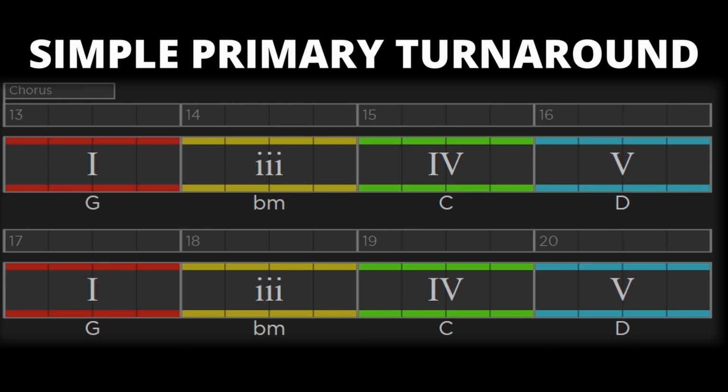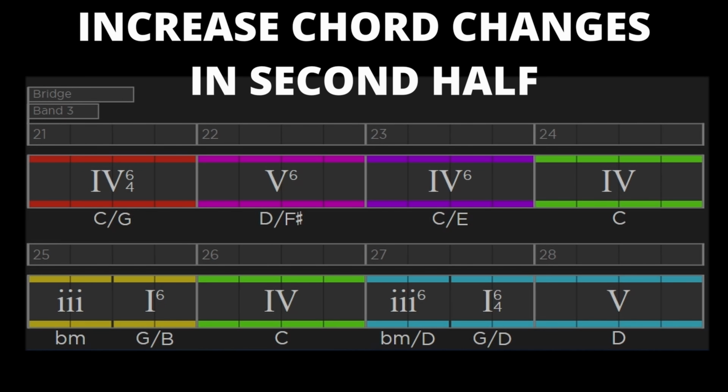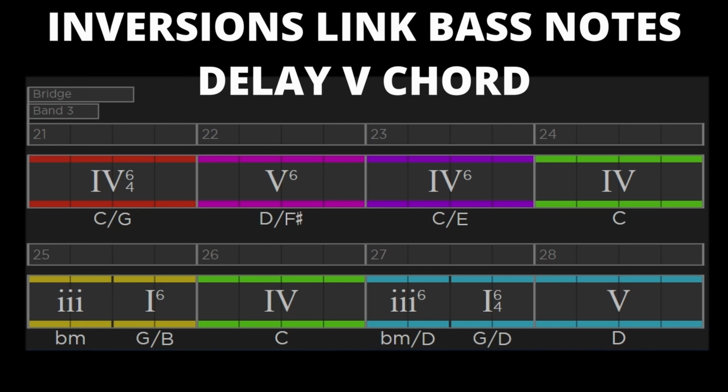It is the only turnaround, and the lack of inversion gives it a clarity compared to the rest of the song. The first half of the bridge is unchanged to keep the descending feel. In the second half, we introduce half bar 3-to-1 changes to inject some movement. We use inversions so that the chords share bass notes.